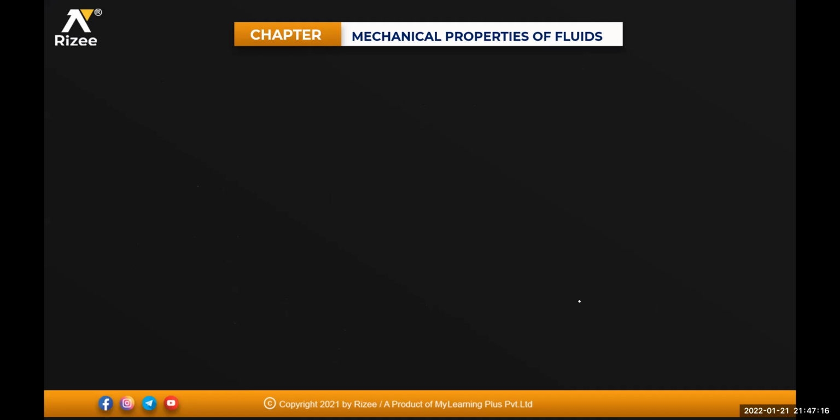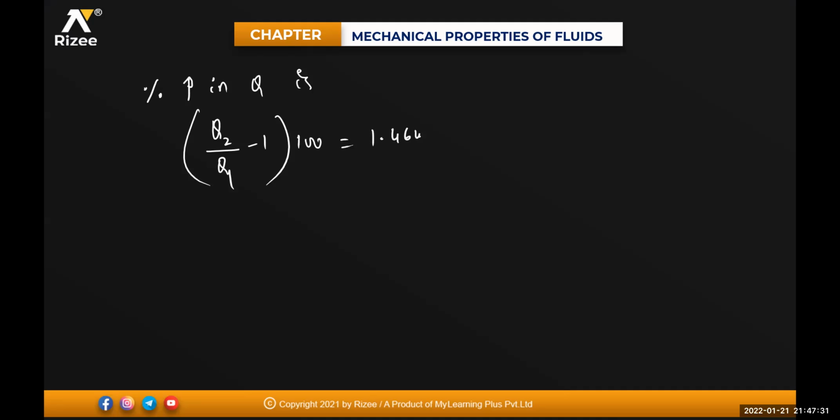Now percentage is asking percentage increase in Q. How do you write, beta? Q2 divided by Q1 minus 1 into 100, that is equal to 1.4641 minus 1 into 100. That means that will be equal to 46.41%. This is the percentage increase or change in the rate of your flow.